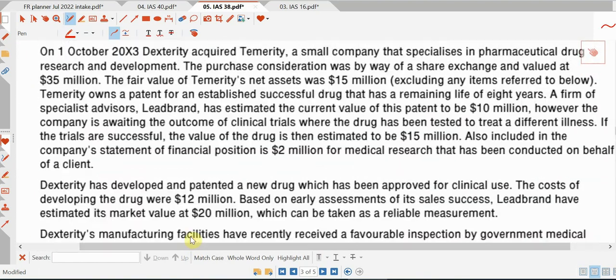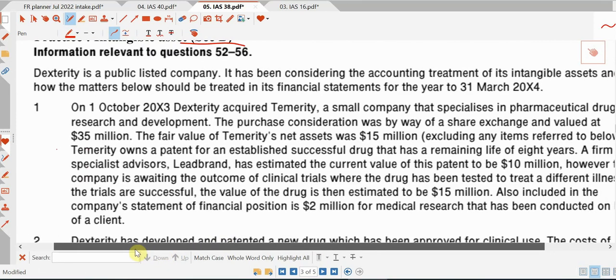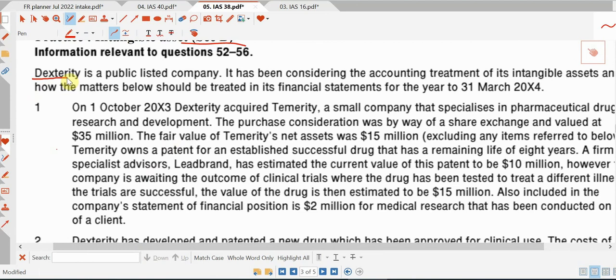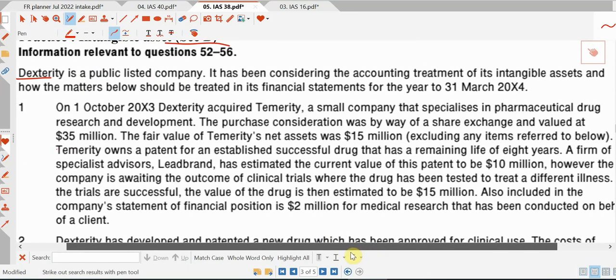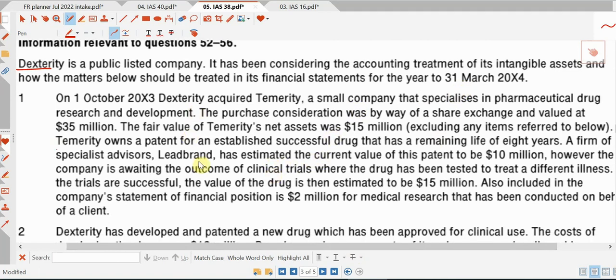Okay, so this is us. Taxability is the public listed company, and they have been considering the accounting treatment, and there are some matters bothering them at the moment, 31st March 2004. On 1st October 2003, this is 6 months before year end, because their year end is March X4, right? 6 months before the year end, the parent acquired a subsidiary specializing in medicine research and development, pharmaceutical drug. Purchase consideration was by way of share exchange, but I'm not interested in this.